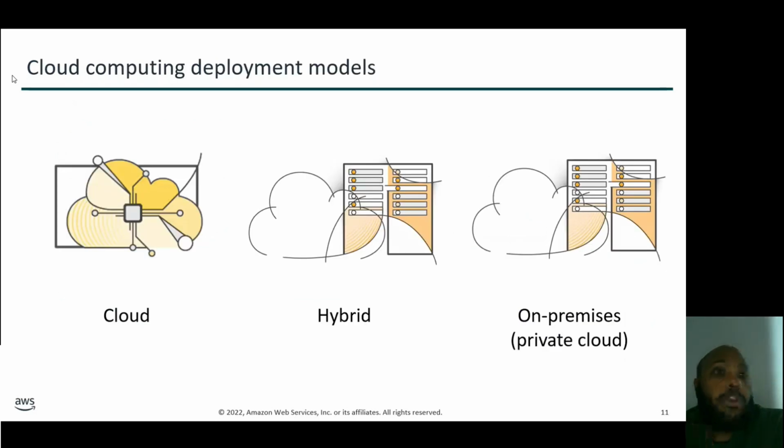Now, there are different deployment models that we saw in the video. You have your cloud deployment, where 100% of the services you are allocating are running on the cloud. And then you have something known as hybrid, where you have, for example, 50% of your resources running on the cloud and 50% running on your premise.